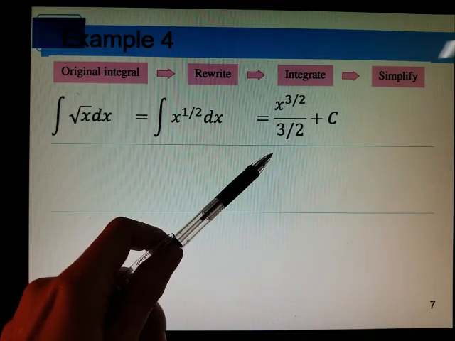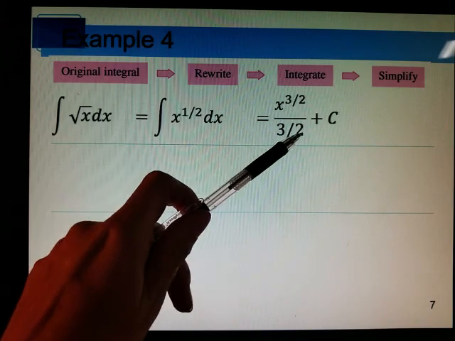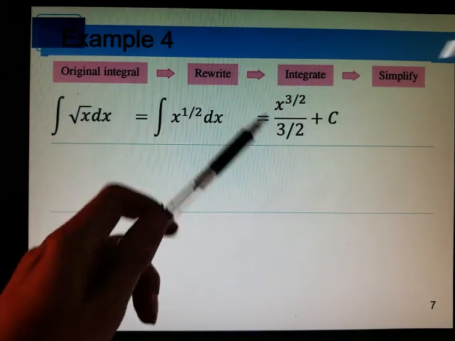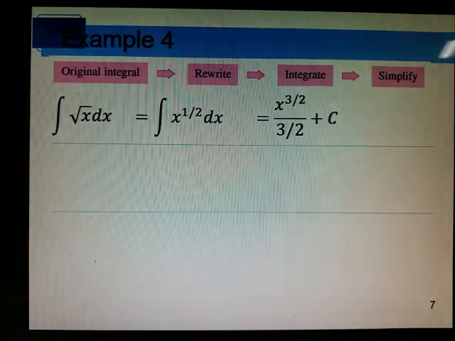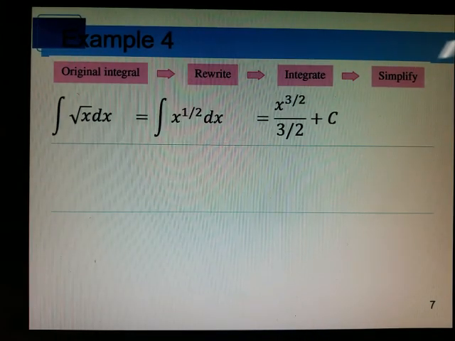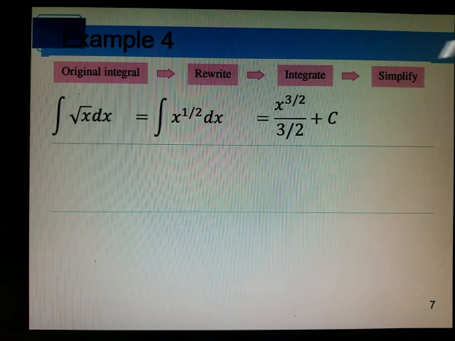Now we can't leave that as our final answer. That's a fraction within a fraction. So if I multiply top and bottom by 2, or think about dividing by fractions, easy as pie, flip that 3/2 and multiply. So flip the 3/2, we mean times by 2/3. So therefore it'd be 2x to the 3/2 over 3.